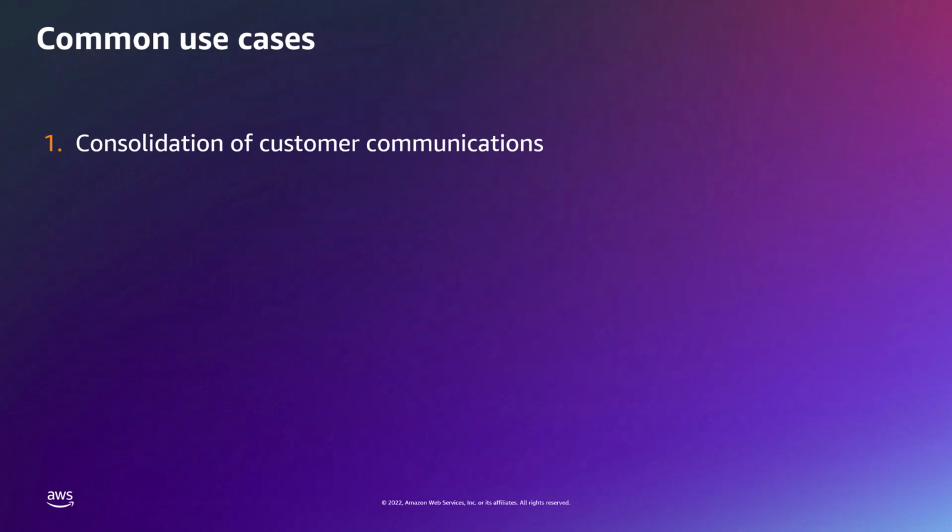Let's start with Amazon Pinpoint's 4 common use cases. The first one is the consolidation of customer communications under one platform. Some businesses might have one vendor per communication channel, which increases technical complexity and fragments the customer engagement data. With Amazon Pinpoint, you have one user interface and one set of API operations to send messages, schedule communications, manage resources, and analyze customers' engagement data. This reduces both technical and commercial complexity.